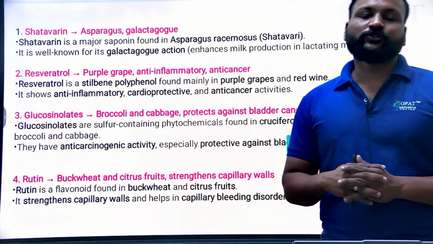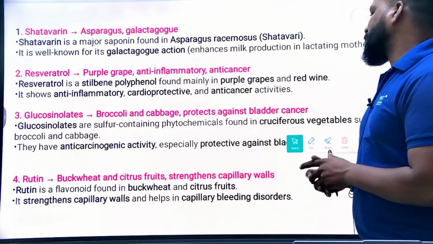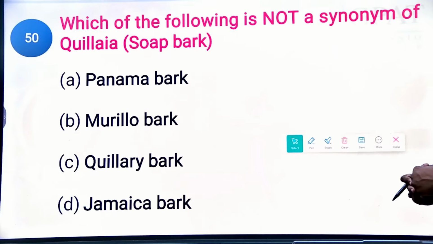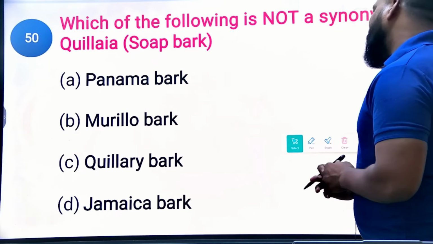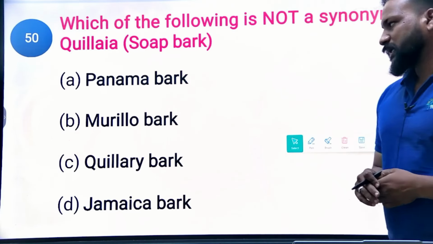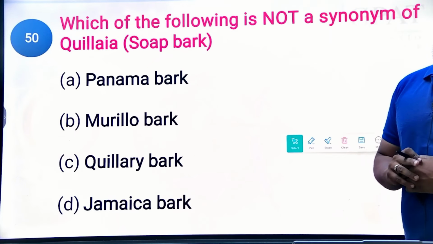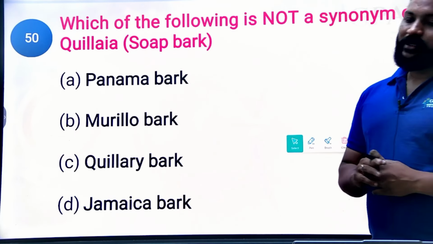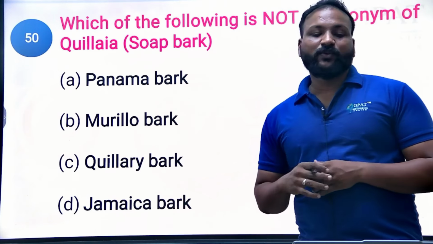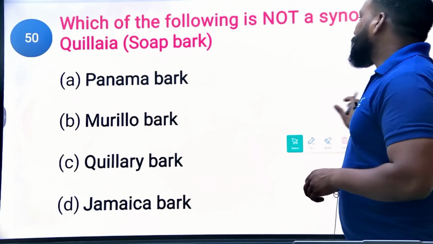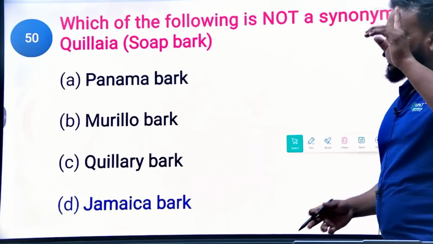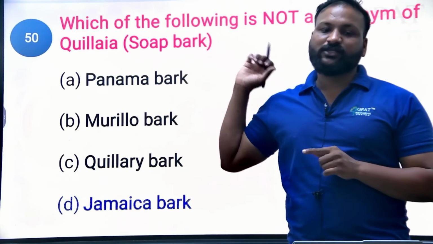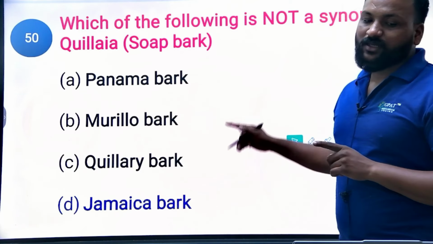So such type of questions are also most anticipated. And now the last question: which of the following is not a synonym of Quillaia bark or soap bark? Panama bark, Murillo bark, Quillary bark, or Jamaica bark? Jamaica bark is a synonym for the quassia bark, clear? That is Sacker bark or Jamaica bark. But it is not a synonym for the Quillaia bark.